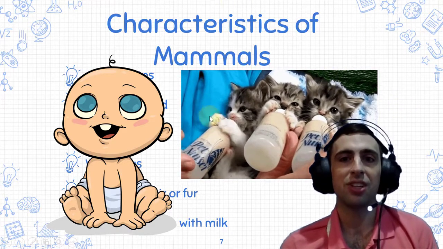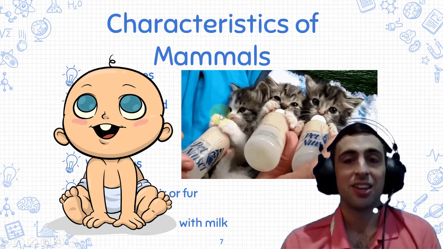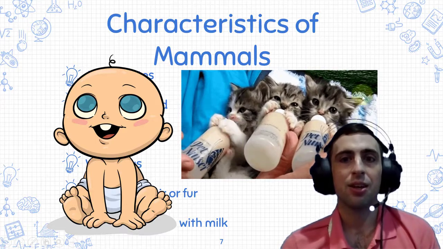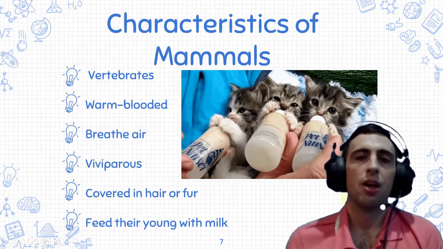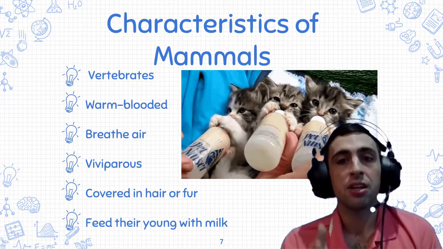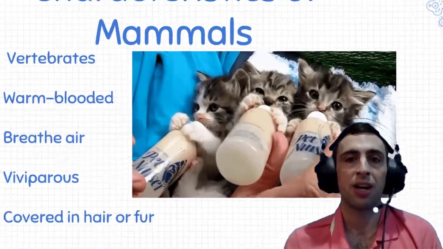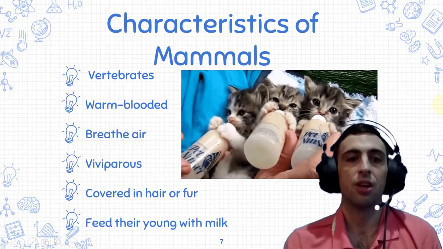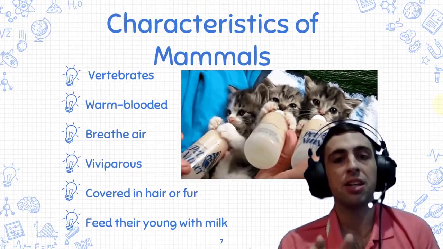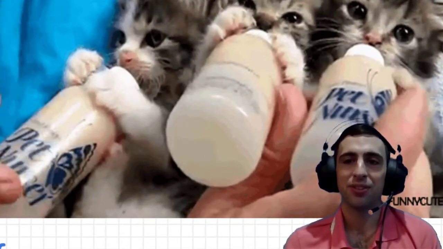We see these cute kittens right here. They did not come from eggs. They were born like this, maybe a little bit smaller, and their eyes were closed too. Mammals are covered in fur. Do you remember what fur is? Fur is hair on your body. You see, these kittens are covered in fur. And last, mammals feed their young with milk. You see these kittens are drinking some milk right now.